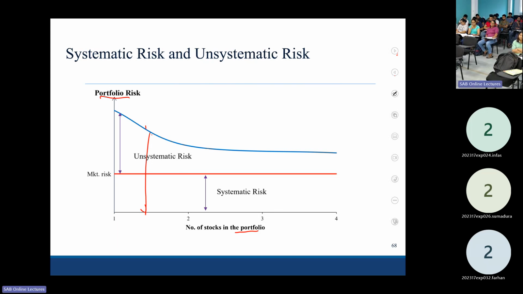When the number of assets in the portfolio is increasing, total risk is decreasing. It comes down to this point. Even though you increase the number of stocks to 1,000, it never goes below this level. Why? This is systematic risk, undiversifiable risk. Even though you construct a well-diversified portfolio, the unsystematic risk is diversified, but the systematic risk remains constant. So you should have some premium for bearing this systematic risk.